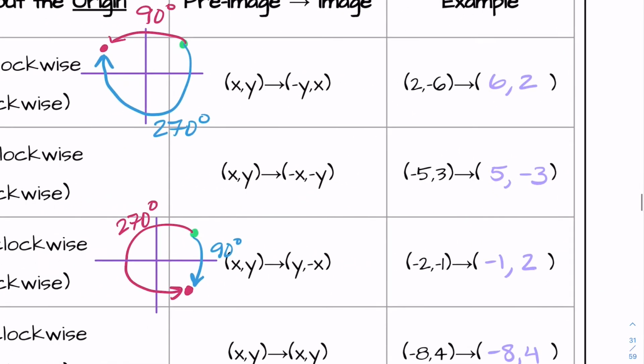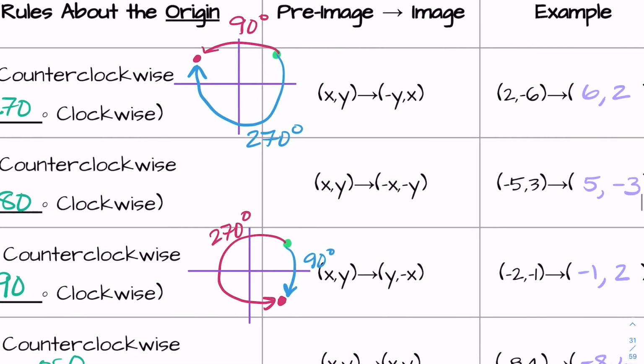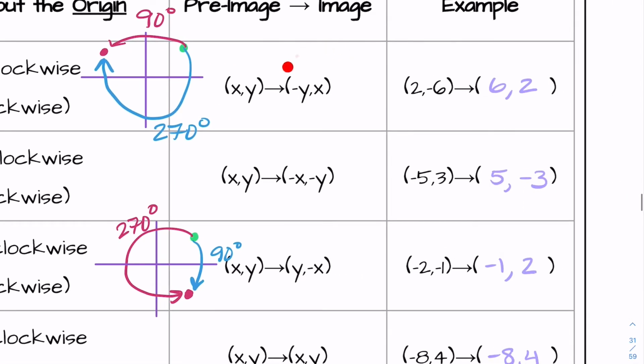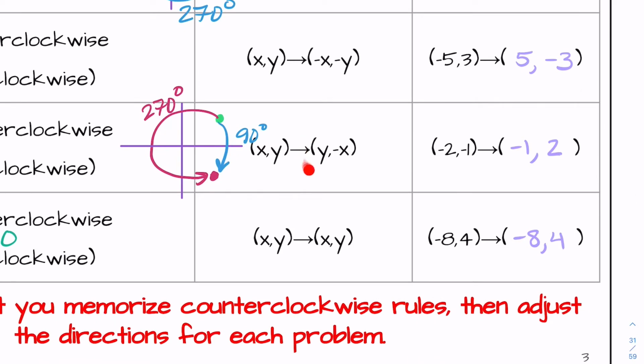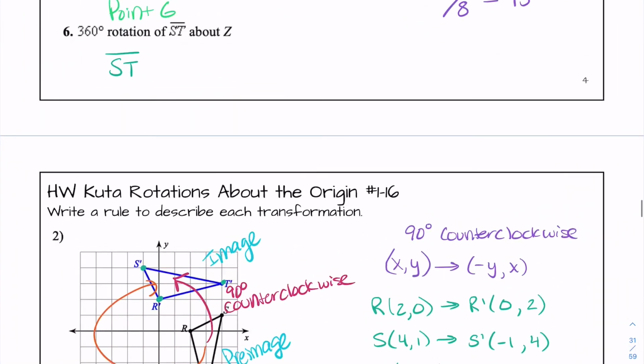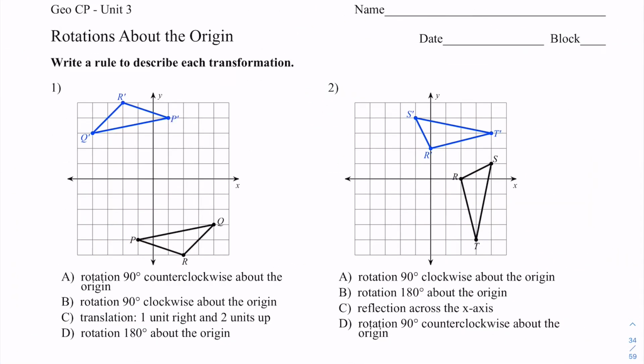For 90 degrees counterclockwise, we use this rule: opposite y, x. And then for 180, we do opposite x, opposite y. And then for 270, we do y, opposite x. And then for 360, we use the same exact thing. So where now are these points going to go?